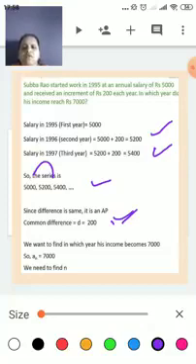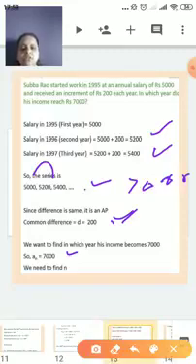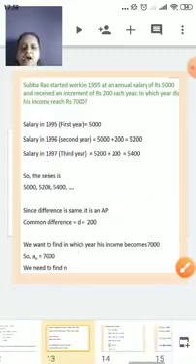And now we want to find in which year her salary becomes 7,000. That means in this AP, after a few terms, you will get the value as 7,000. Correct? So for which term will it be 7,000? What we will do is take an as 7,000. We need to find the n value. Let us substitute in the formula and find the answer.